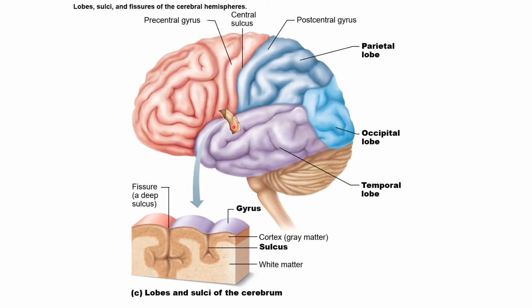If we cut a piece of the brain and look inside, we would find two regions. This superficial region, which is usually going to be brownish in color, we refer to as the gray matter, or we refer to it as the cortex. And this deeper area right here, which is going to be much lighter in color, we refer to as the white matter.